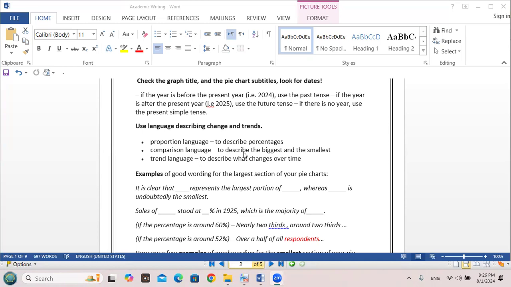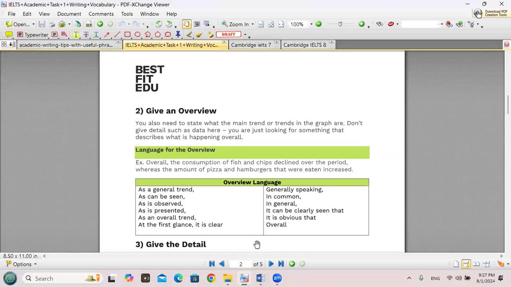Comparison language, like when you compare and contrast: the biggest and the smallest, the highest, and as I told you, you can use "more than," "less than," "the least," "the most," "the highest and the lowest," "the biggest and the smallest." You collect marks when you use them correctly. And we have trend language, like going up and going down, and so on. Even with trend language, it's not always the same; you can use unique language as well.